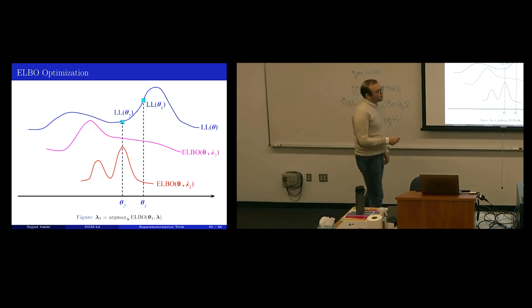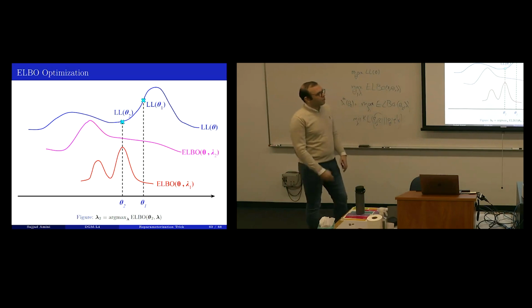But in practice, you will see that the variational autoencoder works. So in practice, they are maximizing the likelihood to some extent. Any question?